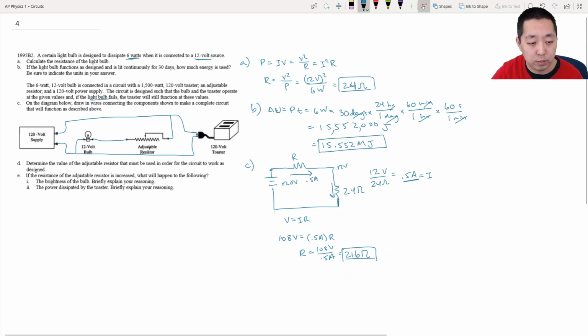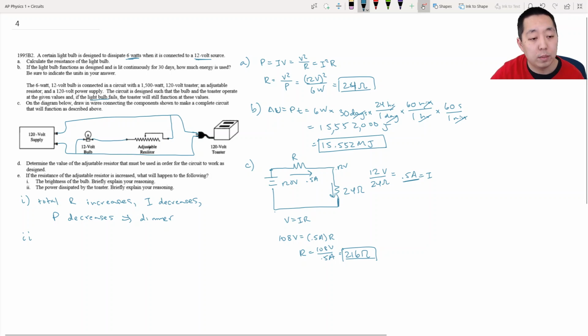If the resistance of the adjustable resistor is increased, what will happen to the brightness of the bulb? Well, if I increase this resistance, then the total resistance is going to increase, and thus the total current is going to decrease. So total R increases, that means I decreases, and that means power decreases. So it will be dimmer, because the brightness of the bulb depends on how much power you put into it. The more power you put into the bulb, the brighter it will be.